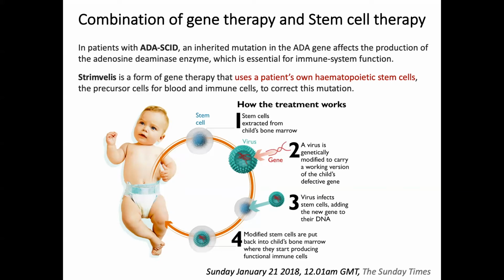So this picture shows you how the therapy works. First of all, the stem cells were extracted from the patient's bone marrow. Then in the lab, a virus carrying the normal gene is delivered to the stem cells and inserted into their genome. Then the modified stem cells are put back into the baby's bone marrow, where they start producing functional immune cells. If David Vetter was born like 3 years later, he would have survived.